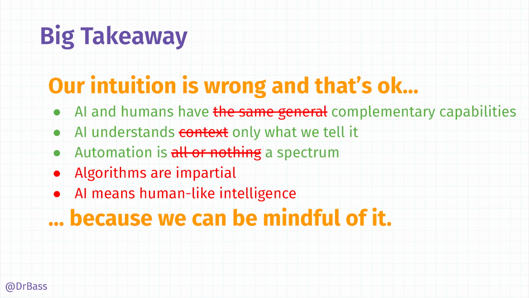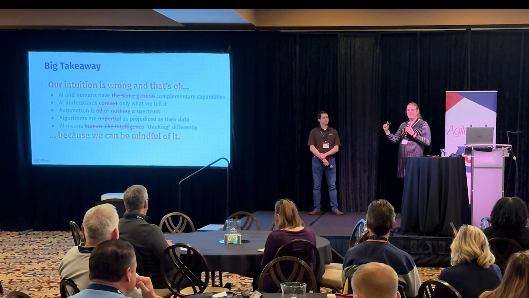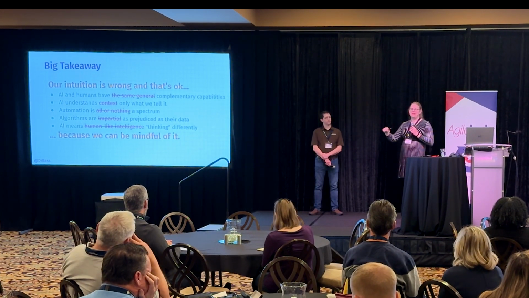Algorithms are not impartial. They are exactly as prejudiced as their input data sets. And AI isn't human-like intelligence. It's fundamentally thinking differently about the problem. And as long as we are mindful of those things, we're going to have much better rates of success when we deploy AI systems.